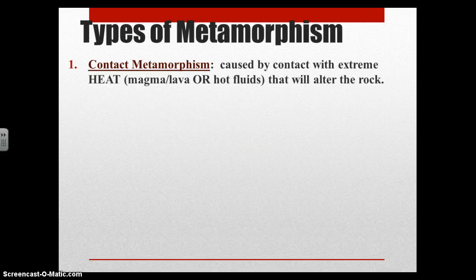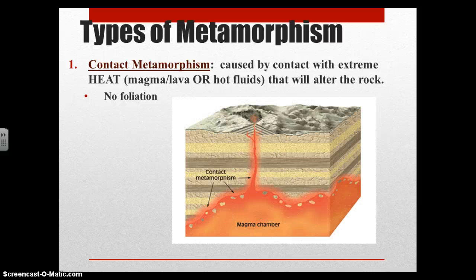There are types of metamorphism. Contact metamorphism is caused by contact with extreme heat. So lava, magma, or hot fluids will alter the rock. So sometimes that heat is from that magma or lava. So there's no foliation, okay?